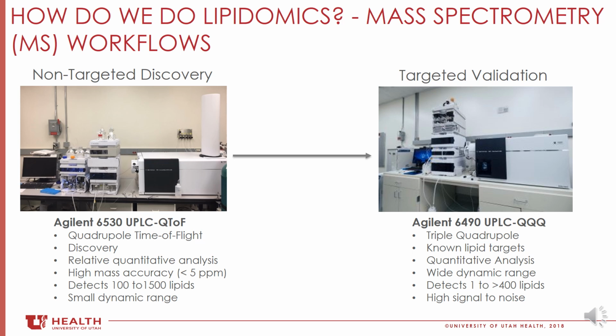Conversely, the targeted workflow utilizes an Agilent 6490 UPLC triple quad that requires all lipid targets to be known and input into the method before data collection. We use this when we know exactly what targets we're looking for, and also when a wide dynamic range and/or increased sensitivity is required. Triple quad methods can detect anywhere from 1 to over 400 lipids, though in practice, we typically cover about 150 lipids.